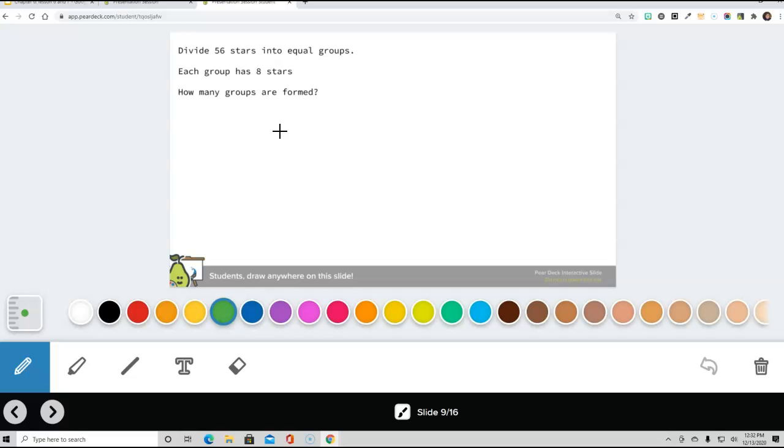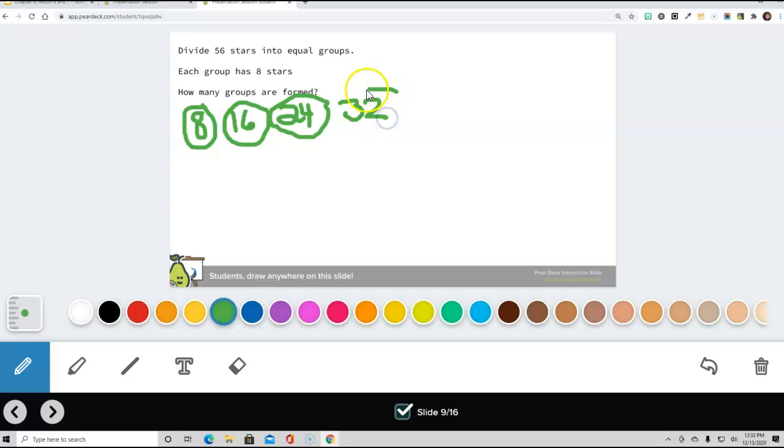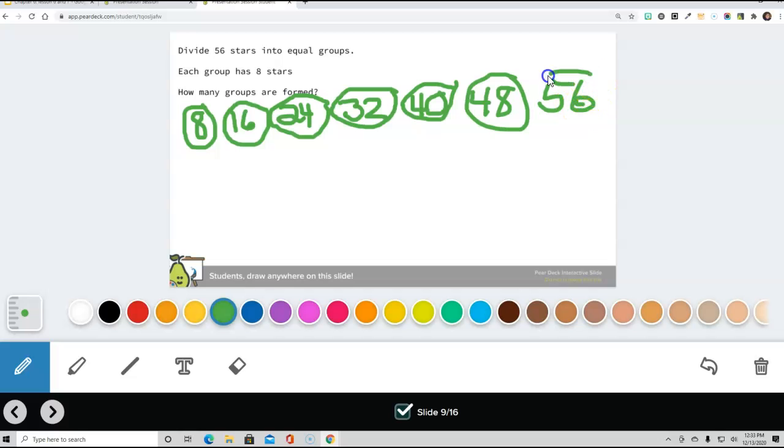This looks different. Okay, this is a different kind of problem. So here they're saying 56 stars and 8 in each group. So I'm going to skip count. 8, 16, 24, 32, 40, 48, 56. So that's me putting 8 in each container until I get to 56.